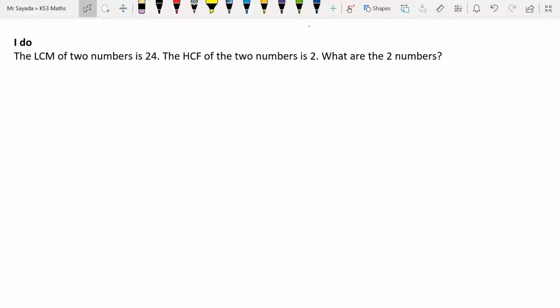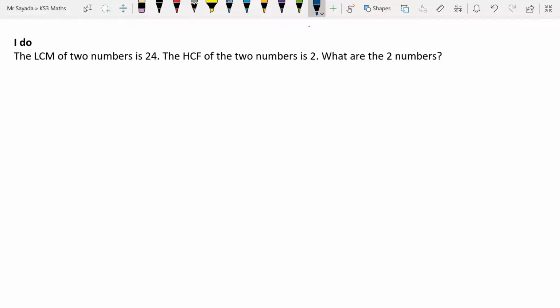So this is a question which you may not have seen anything like this before. So I'm going to fully do this question, and then we'll try another example together once I've done this one. So I'm going to start with the fact that the lowest common multiple of these two numbers is 24. So I therefore know that the two numbers must be factors of 24 if their lowest common multiple is 24.